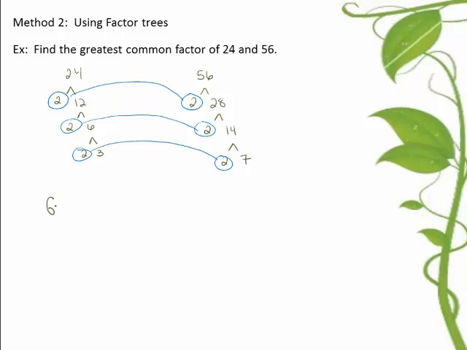Then to find the GCF, we take each number that they have in common and multiply them together. Now, we don't take 2 2's, we just take one set. So 2, 2, 2. 2 times 2 times 2 is 8.